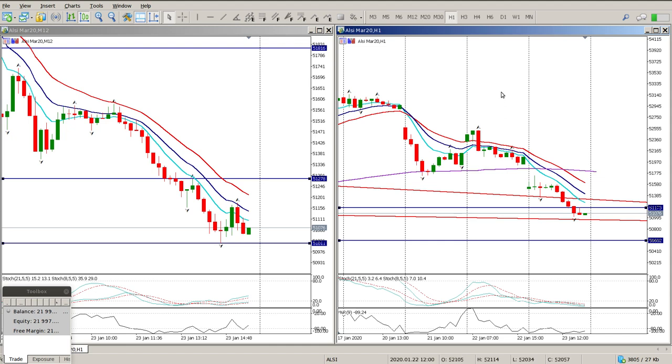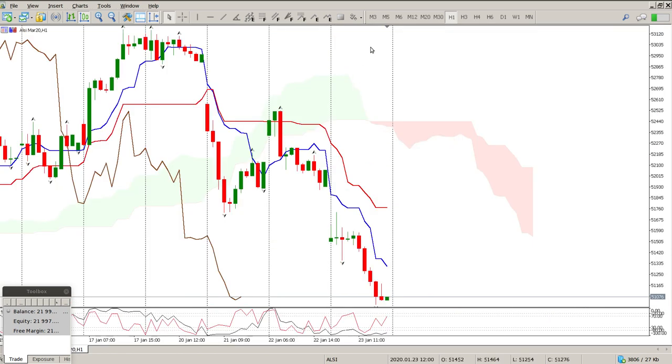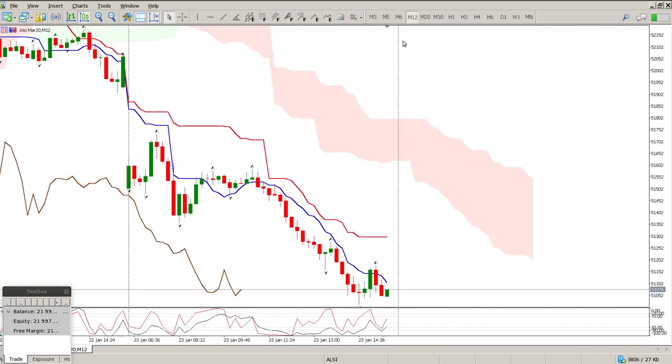I think we need to just have a quick look at Ichimoku. It will give us a little bit more information. On the 12 minutes, everything is bearish.